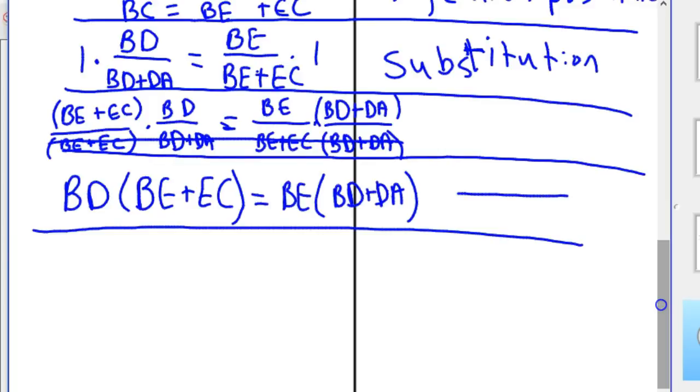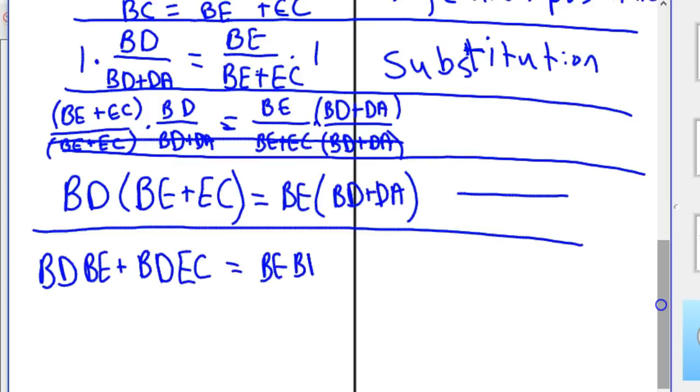Then we distribute, so we know BD times BE plus BD times EC is equal to BE times BD plus BE times DA. And that's just distribution.